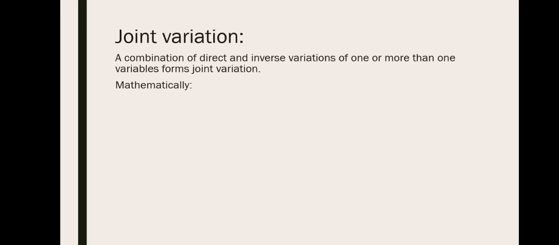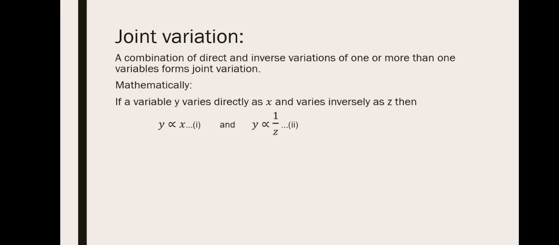A combination of direct and inverse variation of one or more than one variables forms joint variation. Joint variation is actually the combination of direct and inverse variation, and for this we must keep in our mind that one term or one variable should be common in both the variations which will be given to us. So mathematically, if a variable y varies directly as x and varies inversely as z, then here y is that particular common variable which is in variation to both the variables x and z.